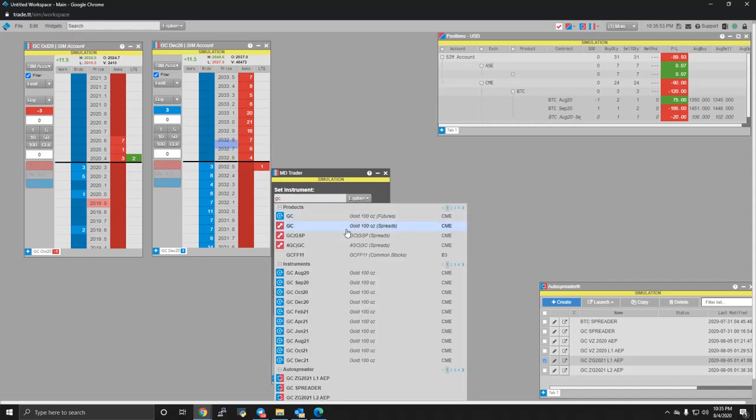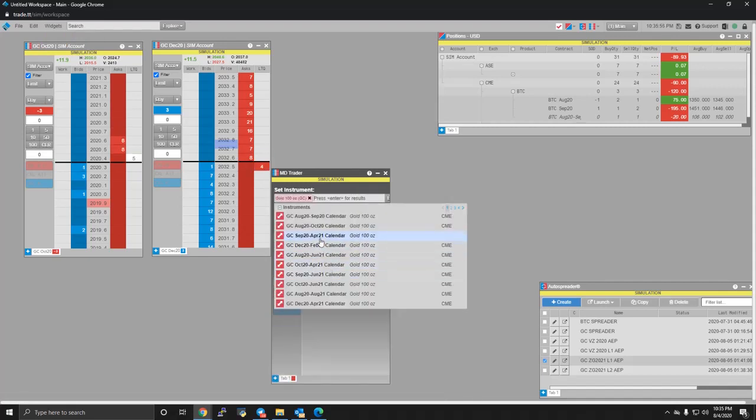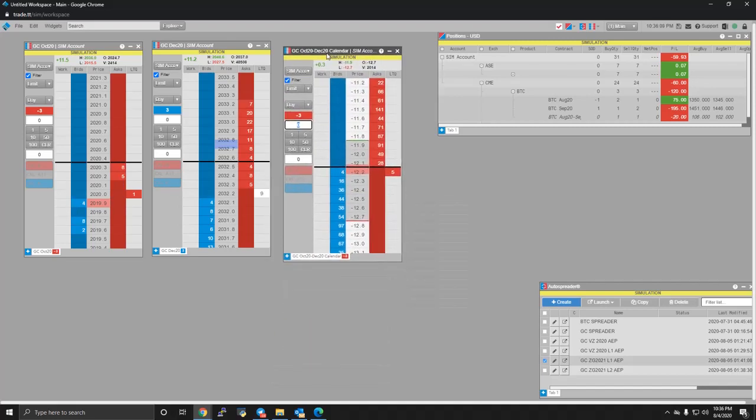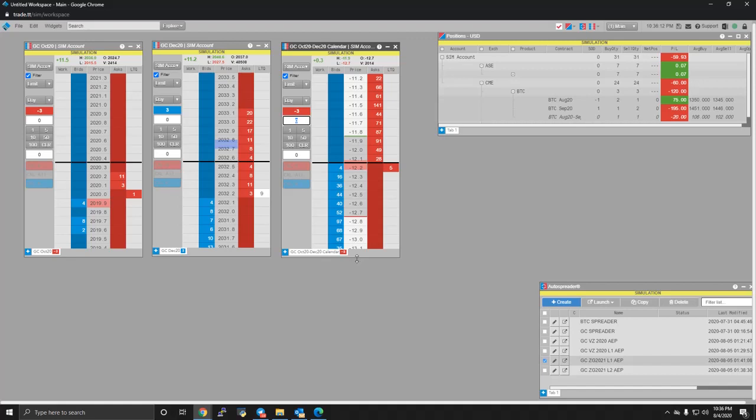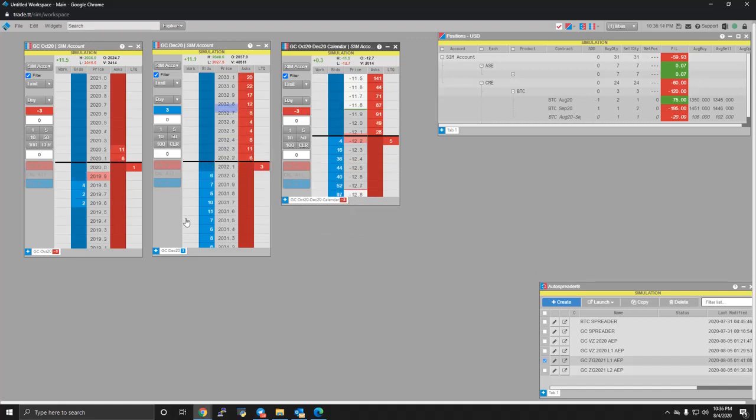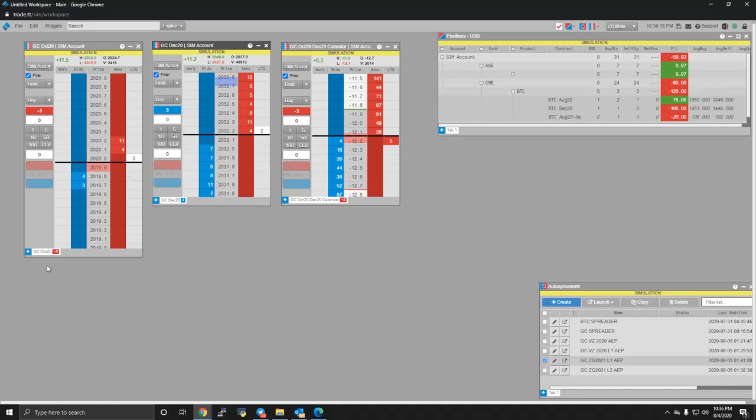GC. Here's the spread. Alright, I'm going to make these windows a touch smaller so that we have room for Bitcoin.